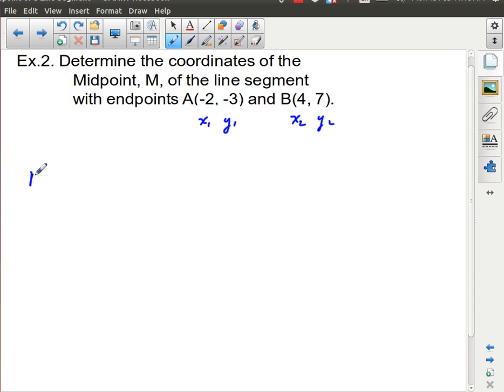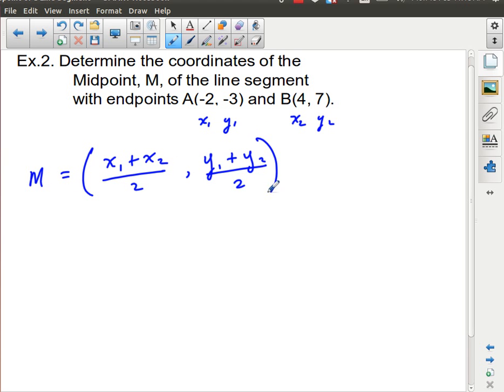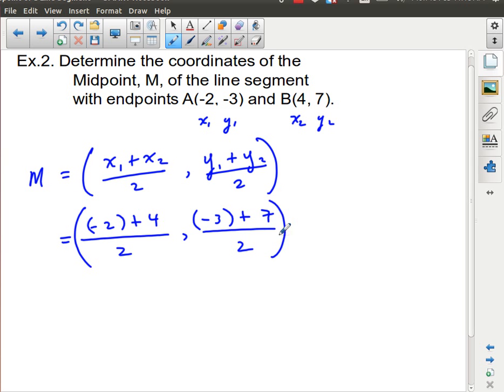So we are trying to find the midpoint, which is equal to x1 plus x2 over 2, y1 plus y2 over 2, and that is equal to x1 plus x2, that's -2 plus 4. Generally, if it's not a negative, you don't have to put it in brackets, divided by 2, and y1, which is -3, plus y2, which is 7, divided by 2, and don't forget this is a point, so we have to put brackets around the whole thing.